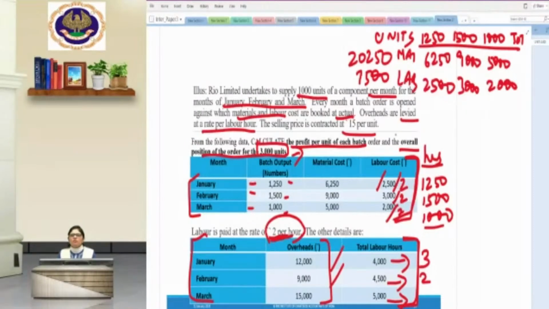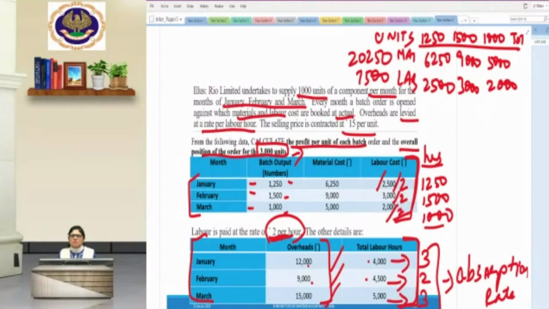We have to calculate the overhead absorption rate. It is calculated on the basis of the information of the entire department. Total overheads divided by total labor hours. So this is the overhead absorption rate.